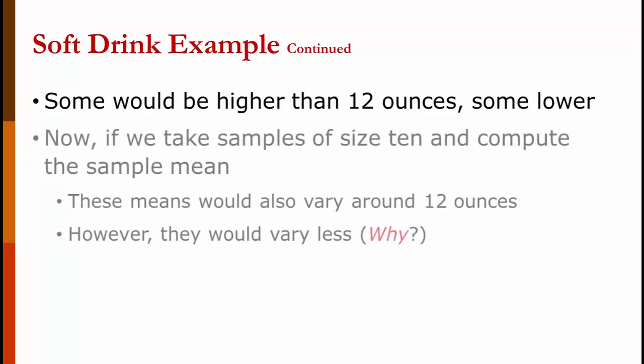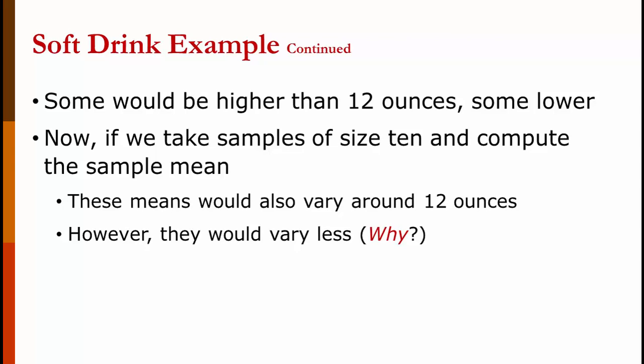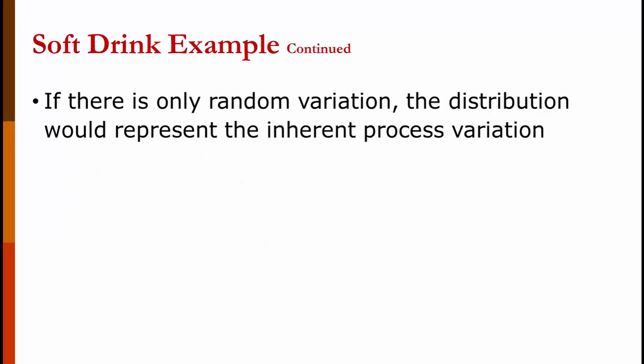Now that's individual bottles or cans. Now we can take a sample and compute a sample mean, say size 10. The sample mean would be clustered around 12, and it would have less variability than the individual cans or bottles. The reason for that is the larger the sample size, the smaller the standard deviation. That's part of the central limit theorem. If there's only random variation, then the distribution that we got would represent the inherent process variation.